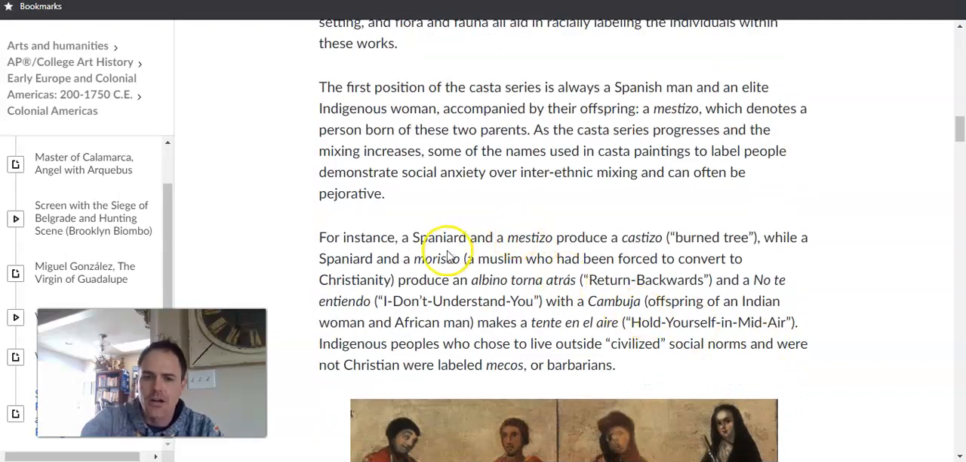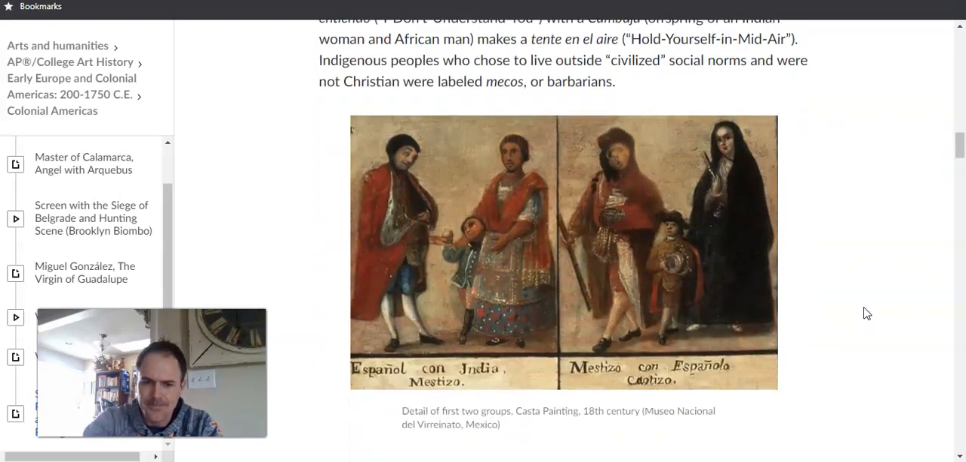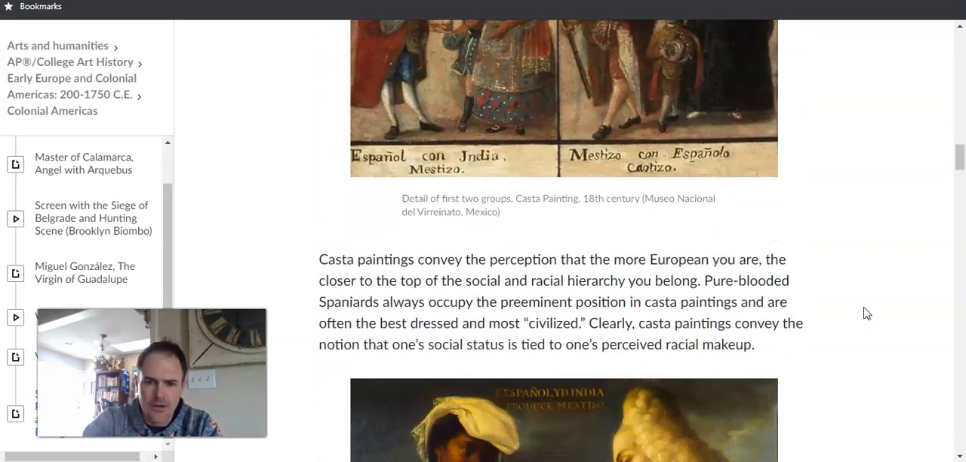"For example, a Spaniard and a mestizo produce a castizo," burned tree. Ooh, so mean. "While a Spaniard and a Morisco," who's a Muslim who had been forced to convert to Christianity, "produce, get this, an albino, torna atrás," return backwards, "and a no te entiendo," I don't understand you. I mean, look at these kinds of phrases. I mean, just offensive. And this is how the Spanish were describing these various mixings. You see another example right there.